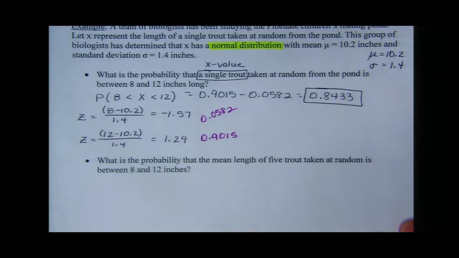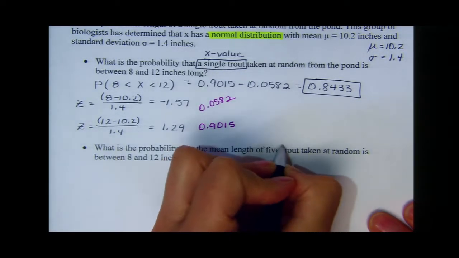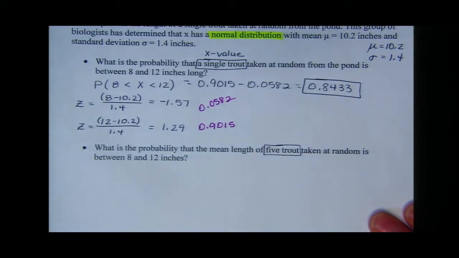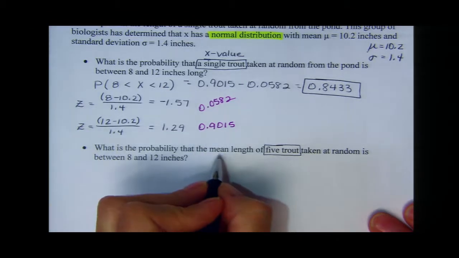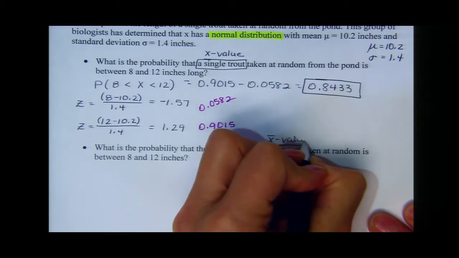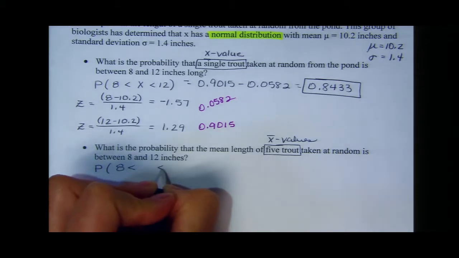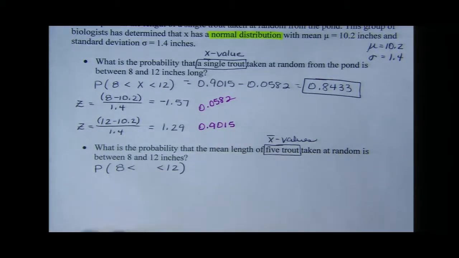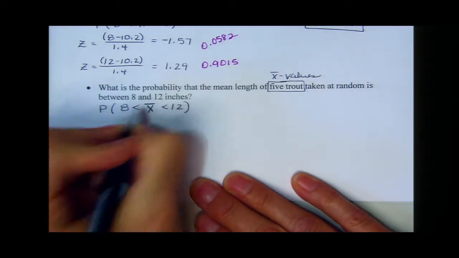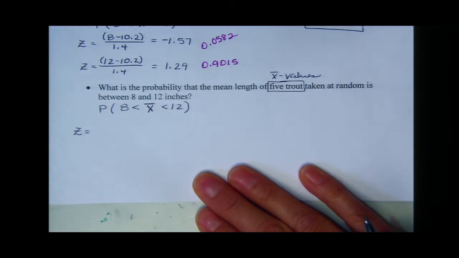And then the second part to this says, what is the probability that the mean length of 5 trout taken at random is between 8 and 12 inches? So the mean length of 5, here we're talking about X bar values. So we're still doing the probability between 8 and 12, but the huge difference is now this is an X bar value. And that makes a huge difference in our standardizing of the number.